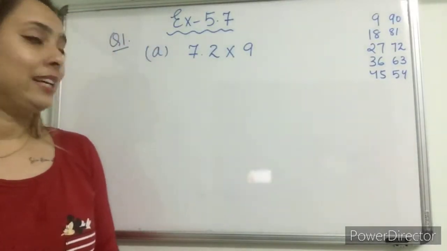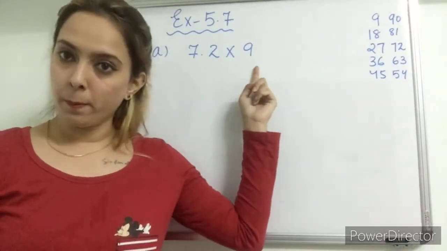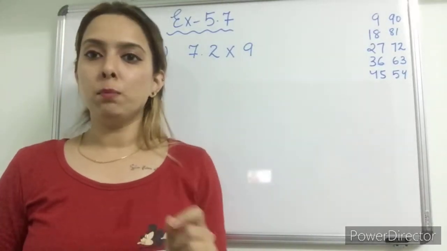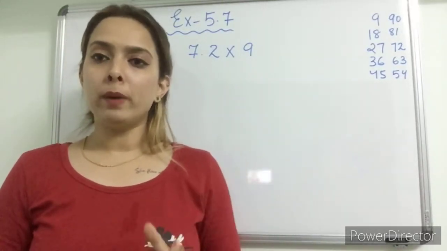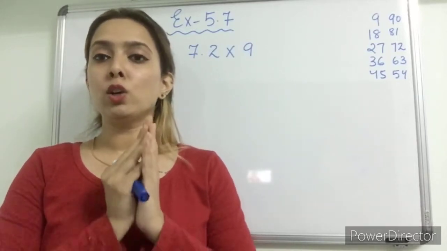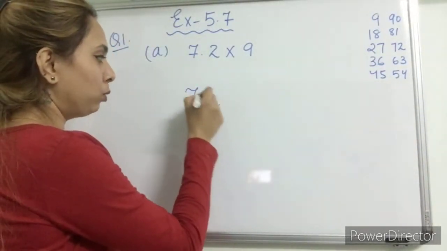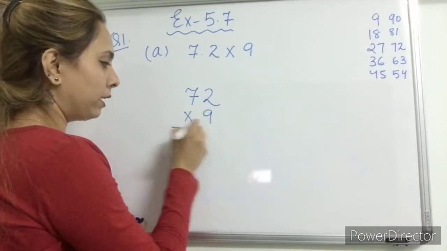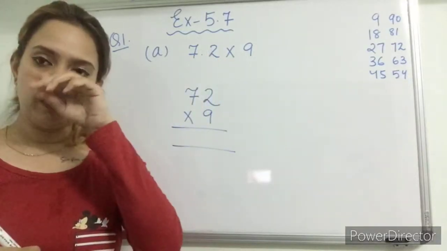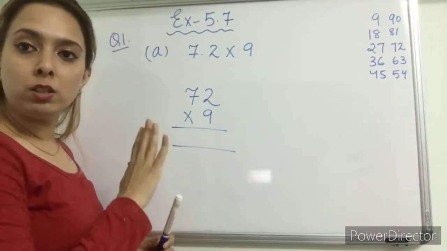Here you can see that one decimal number is given to us and there is one whole number. So how are we going to do the multiplication? It is very simple. First, while performing multiplication, forget the decimal. Do the multiplication in a normal way. Normal way means 72 multiplied by 9. I have removed the decimal from this 7.2 and written 72. Now do the multiplication normally.